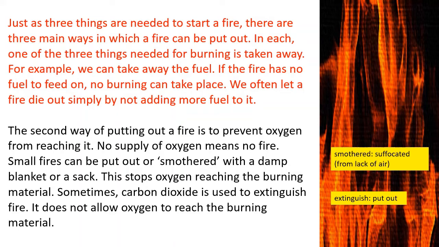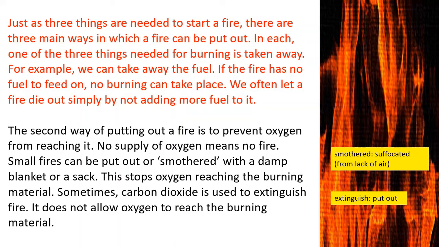The second way of putting out a fire is to prevent oxygen from reaching it. Because these are the three ways. To create fire, we need fuel, oxygen, and heat. If you remove the fuel from the flames, immediately the fire comes under control. In the same way, if you prevent oxygen supply to it, no supply of oxygen means no fire.